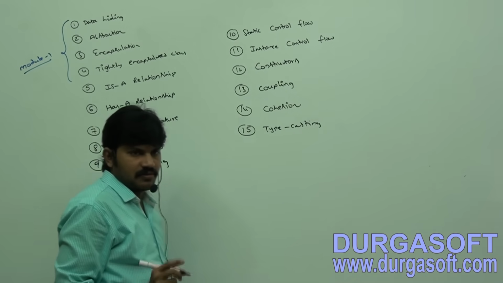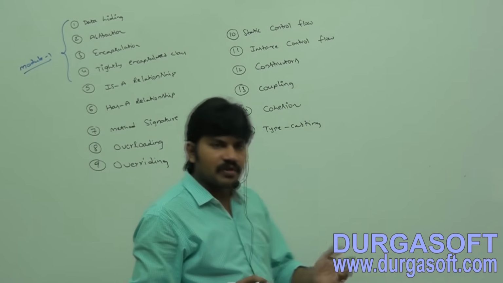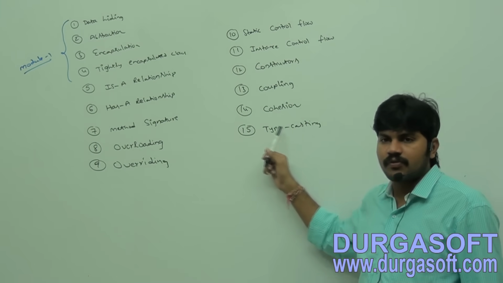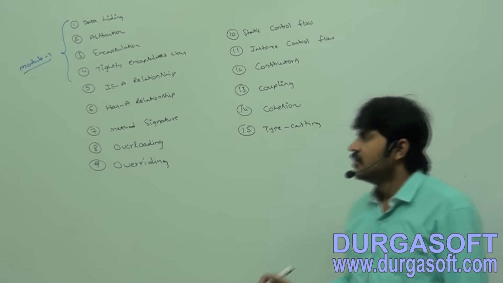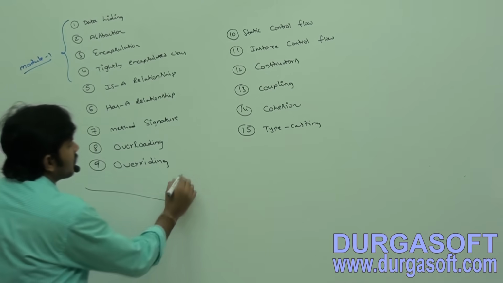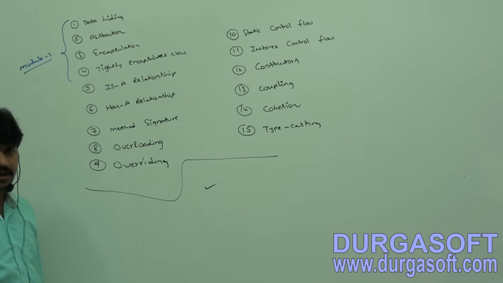Typecasting. Is this typecasting valid or not? When should we go for typecasting? What rules are there? Hardly 1.5 hours we are going to spend on typecasting. That's all. These are the total topics I am going to talk about related to basic OOP features, right? Are you getting that?